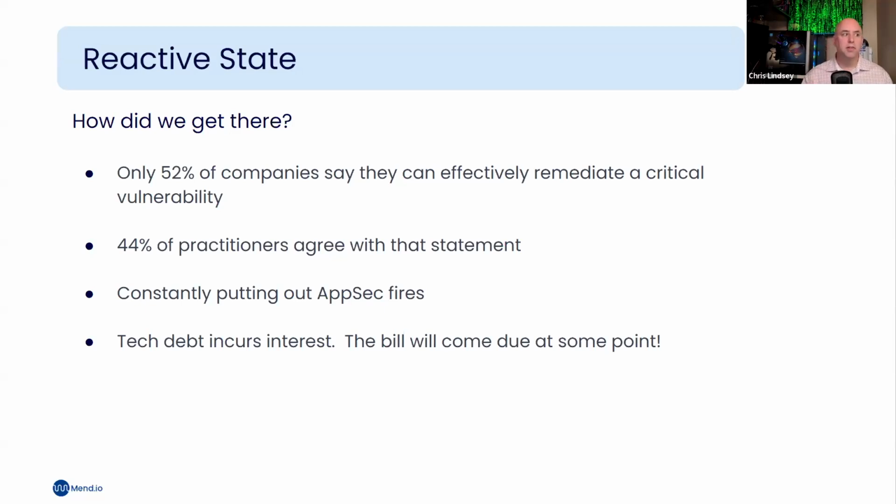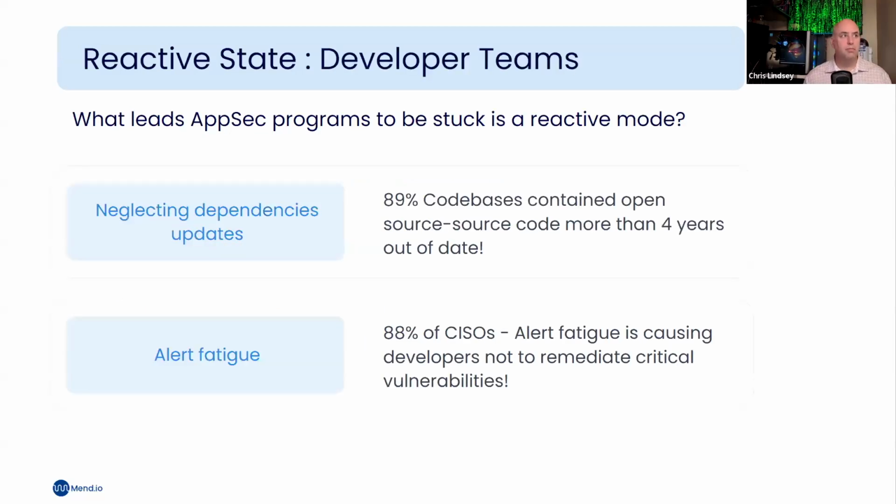And as you're doing this, your tech debt incurs interest. What I mean by that is those quick decisions your development team made to cut corners to get something out quicker are going to come back and bite them. The reason I say it incurs interest is because sometimes those changes take a lot more effort to fix later once it gets to production than it does just to do it right the first time. And so the bill will come due at some point. So let's talk about the developer teams, right?